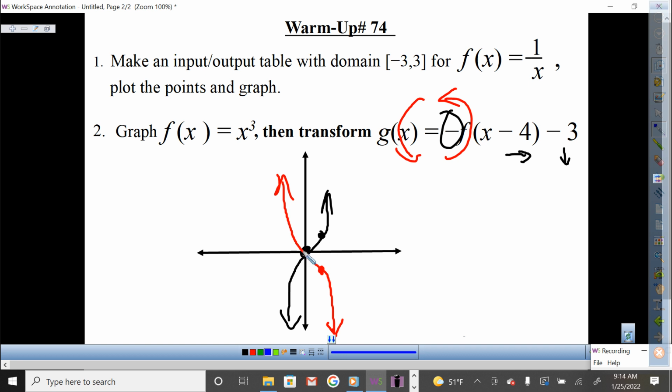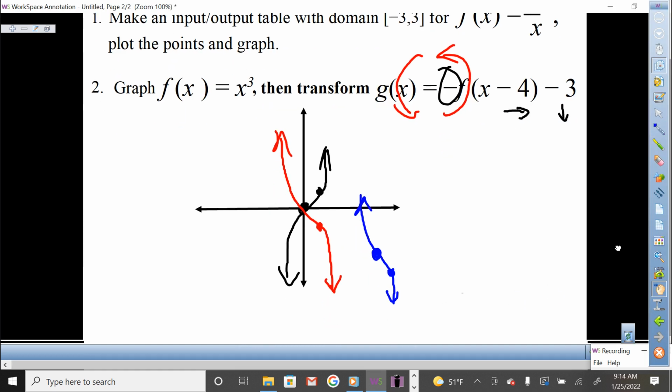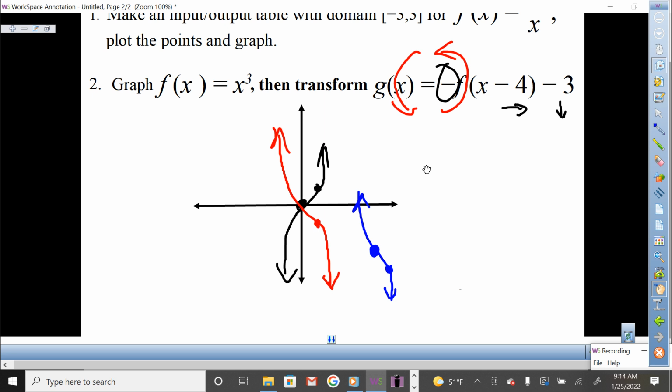Now we can move it 4 to the right, 3 down. So we go 4 to the right, 3 down. So there's our new vertex, and this little point is right there. So there it is. Is that what you guys got? Good? Yeah. Alright, good.